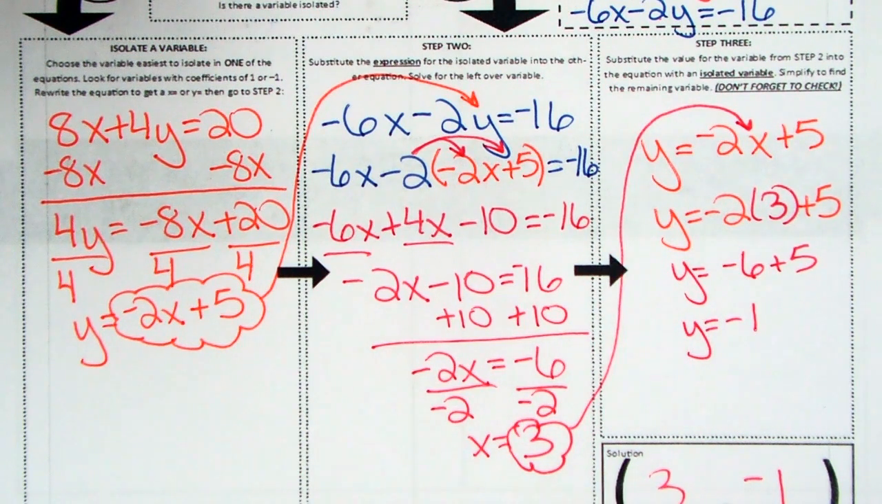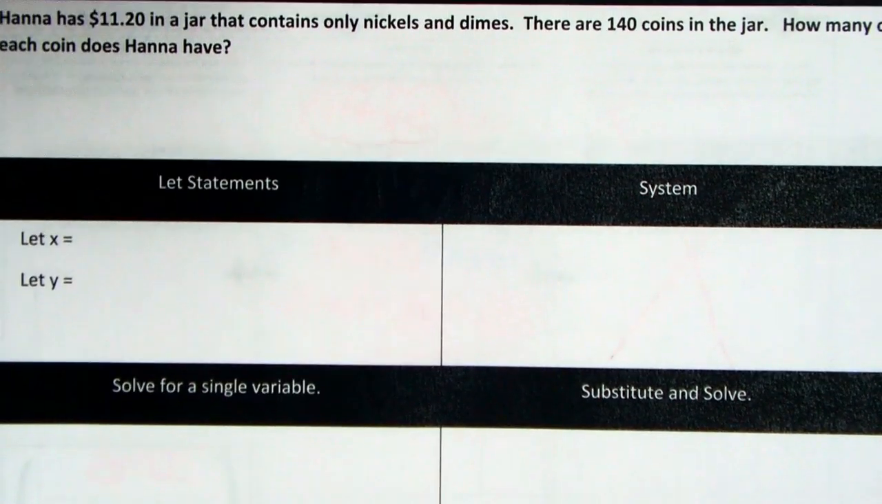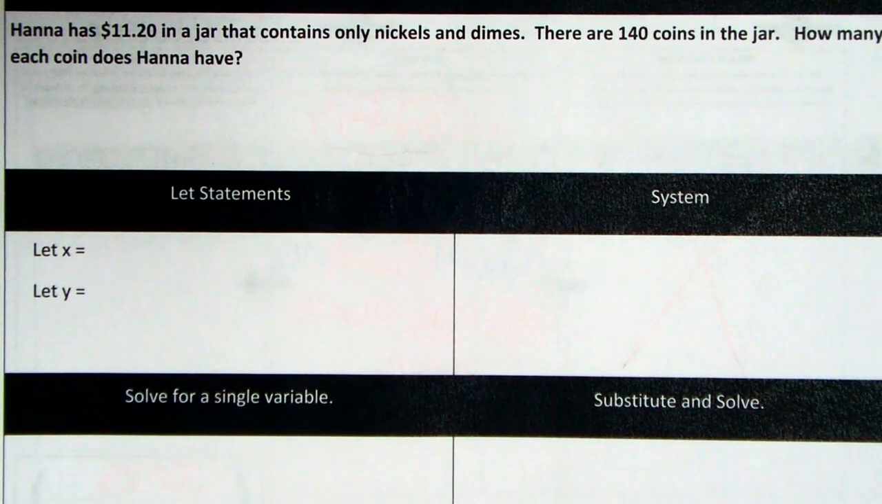Let's take a look at these word problems. I did give you 2 example word problems, and then I gave you a template to walk you through the process here. So the first word problem talks about Hannah, and she has $11.20 in her jar, and it contains only nickels and dimes. There are 140 coins in the jar, so how many of each coin does Hannah have?